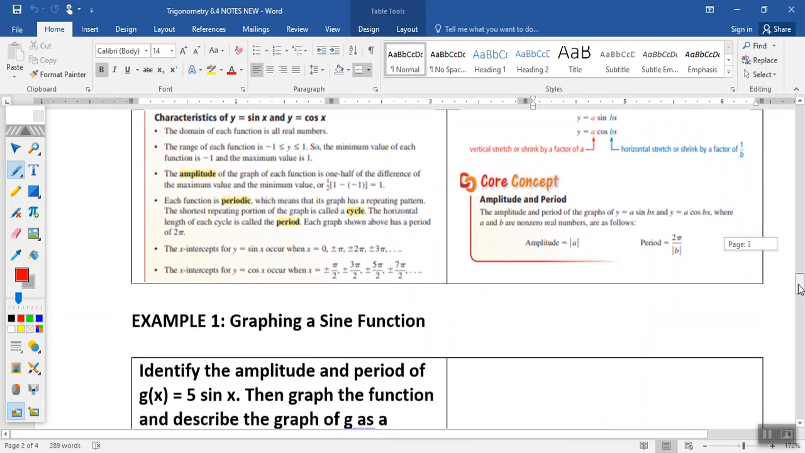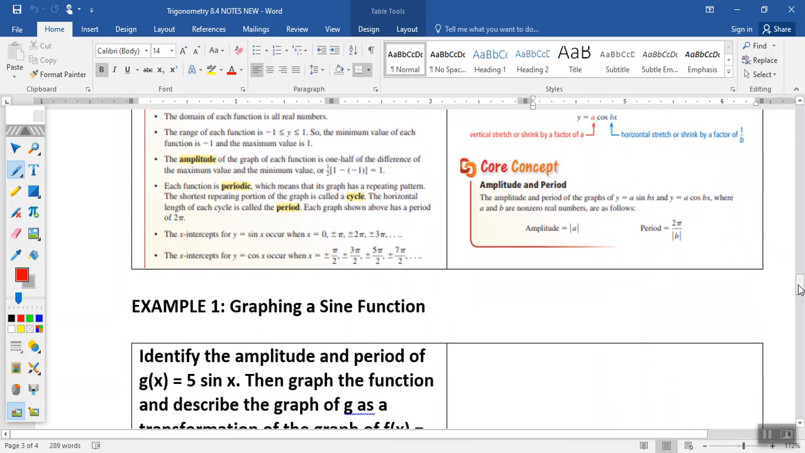Okay, some important core concepts. Now, I know this doesn't show up the best for you guys down there. We've got to blow this up to about 200%.